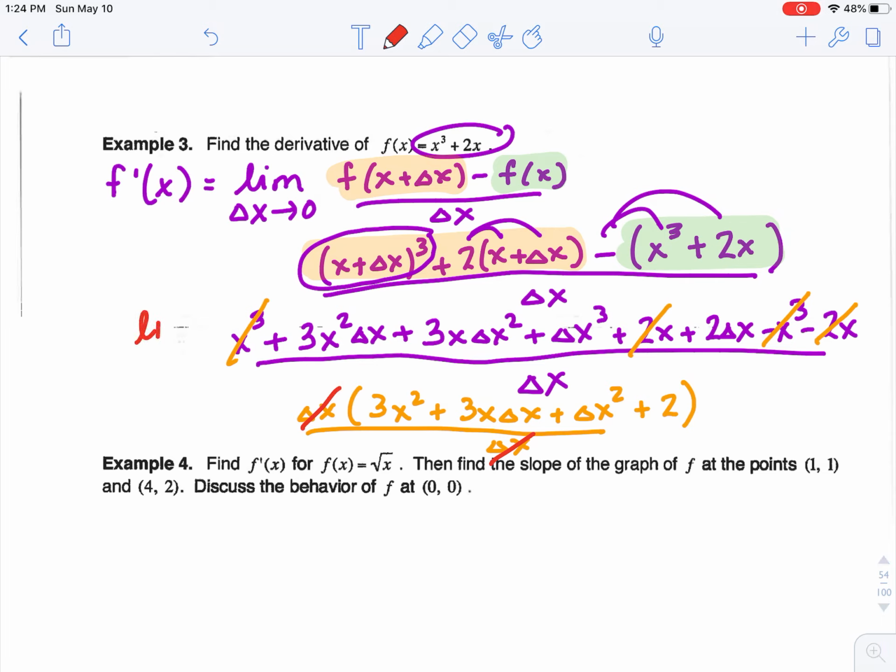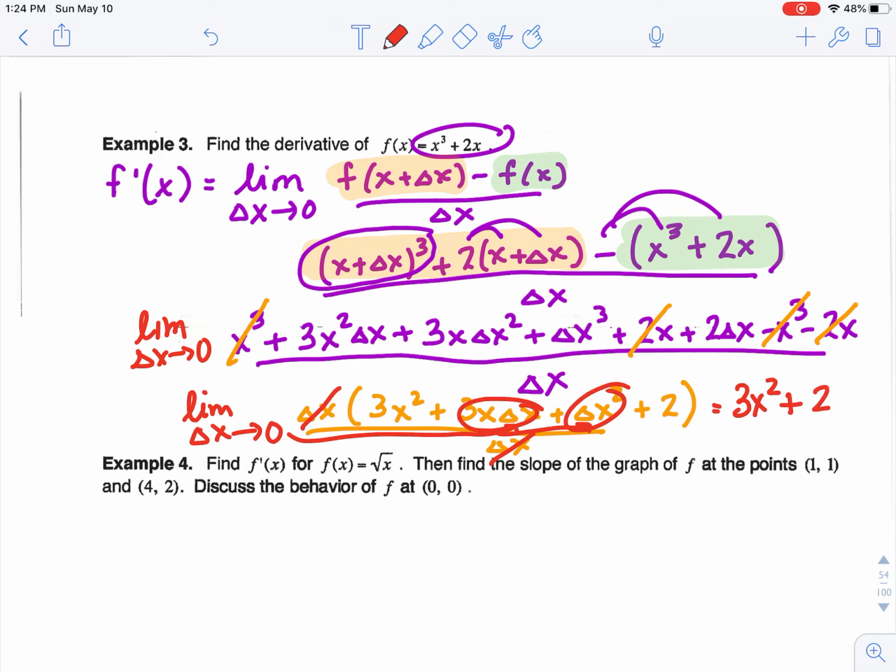Now I can't forget, I was still taking the limit as delta x approaches 0. So now I'll do direct substitution into the remaining stuff. So if I plug in a 0 here and here, I'll just have 3x squared plus 2, because this whole thing will be 0 and that part would be 0. So this is my derivative function. And it is a function, right? That's the slope generator that will get me the slope of this graph.